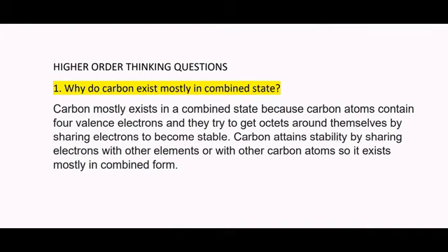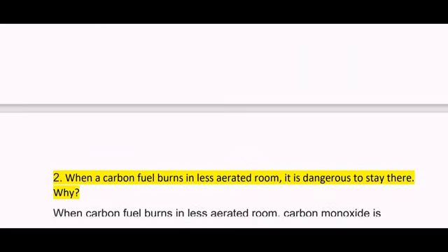Carbon mostly exists in a combined state because carbon atoms contain 4 valence electrons and they try to get octets around themselves by sharing electrons to become stable. Carbon attains stability by sharing electrons with other elements or with other carbon atoms. So it exists mostly in combined form. Okay. So it's the answer for the first one. Next, second question.